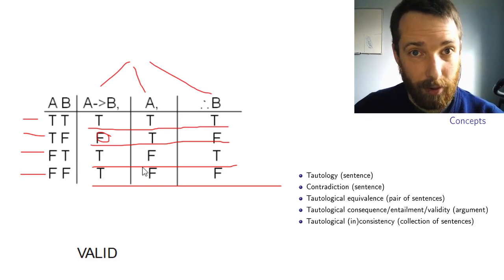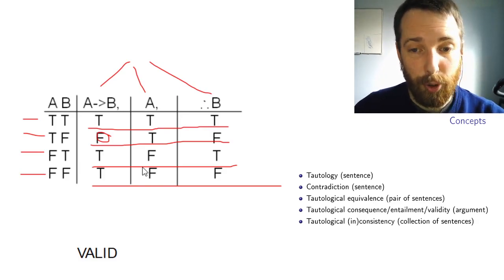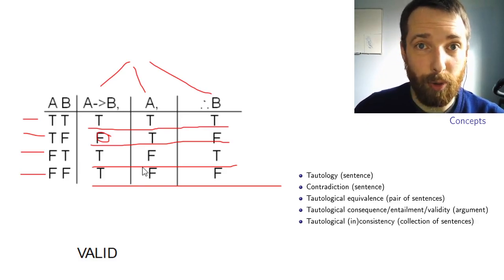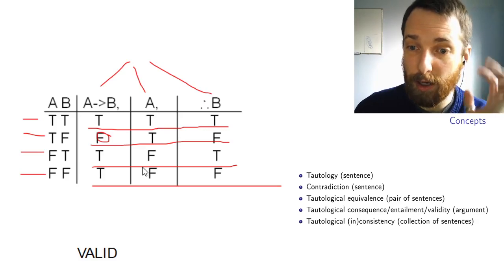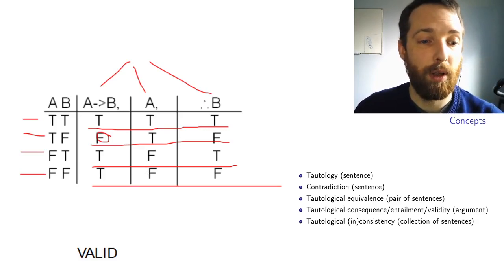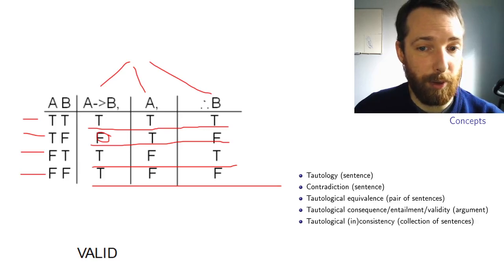Okay, notice, I really want to emphasize this point. When you're showing with a truth table that an argument is valid, you have to point to all of the rows. You need all of them to be done. You have to make sure none of them are true, true, false. Let's look at an invalid argument, though.